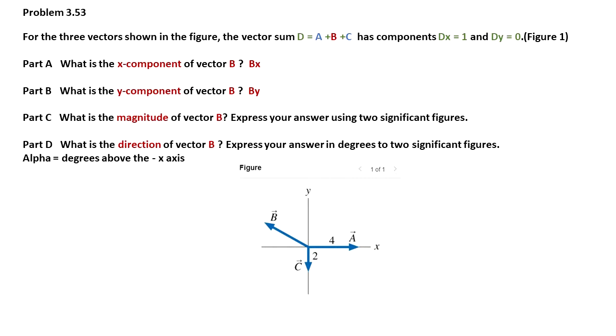For the three vectors shown in the figure, the vector sum D equals A plus B plus C. D has components dx equal to 1 and dy equal to 0. For part A, we have to find the x component, bx. For part B, we have to find the y component, by. For part C, we have to find the magnitude of B. And for part D, we need to find the direction of vector B over the negative x-axis.